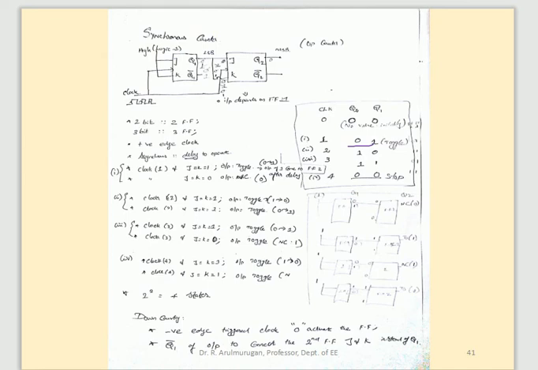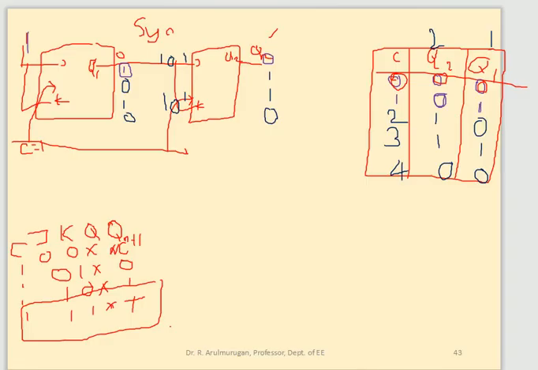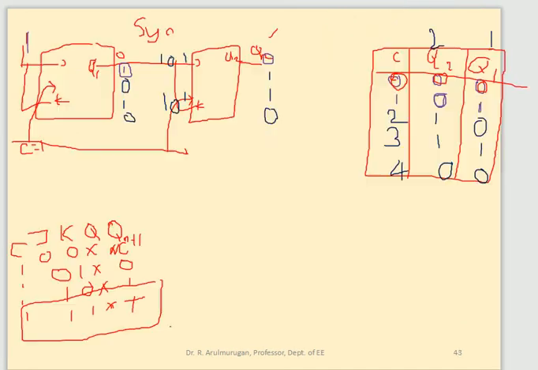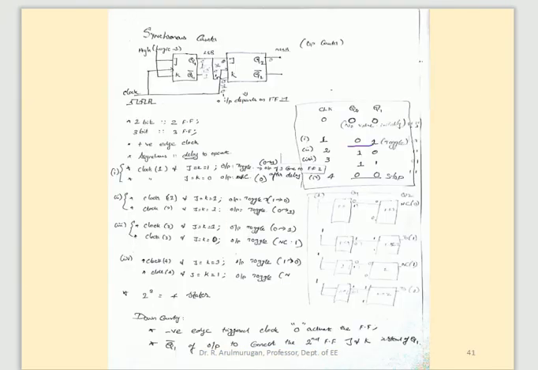Now, what does asynchronous counter mean? So this is an asynchronous counter. The first flip-flop's complement output is the second one's clock input. That is called an asynchronous counter. So the synchronous counter and the asynchronous counter are over. Now let's look at the synchronous counter's truth table.